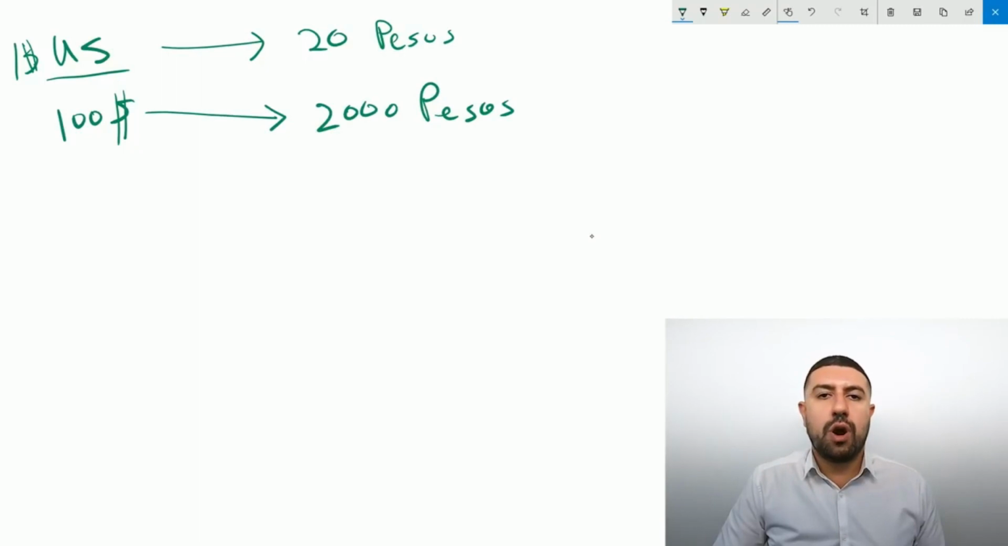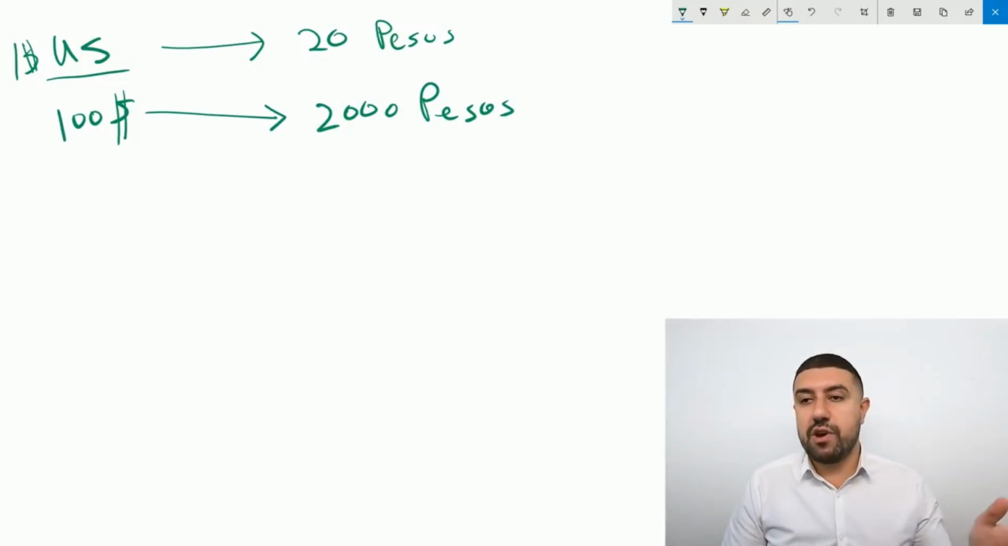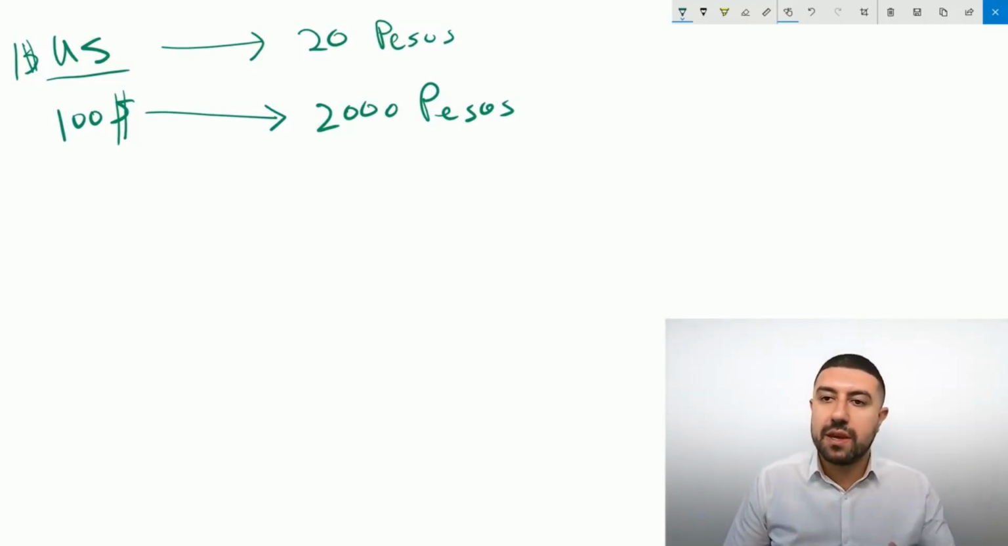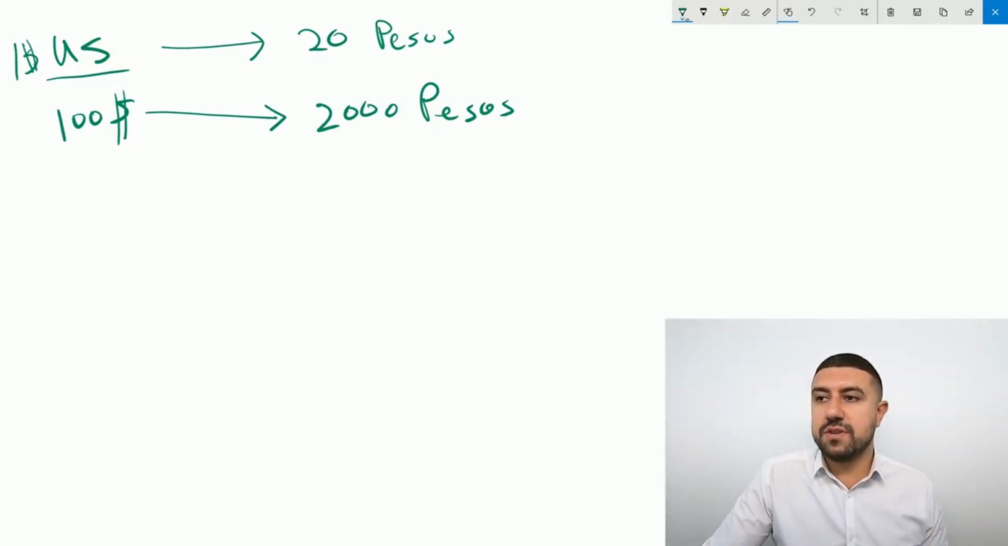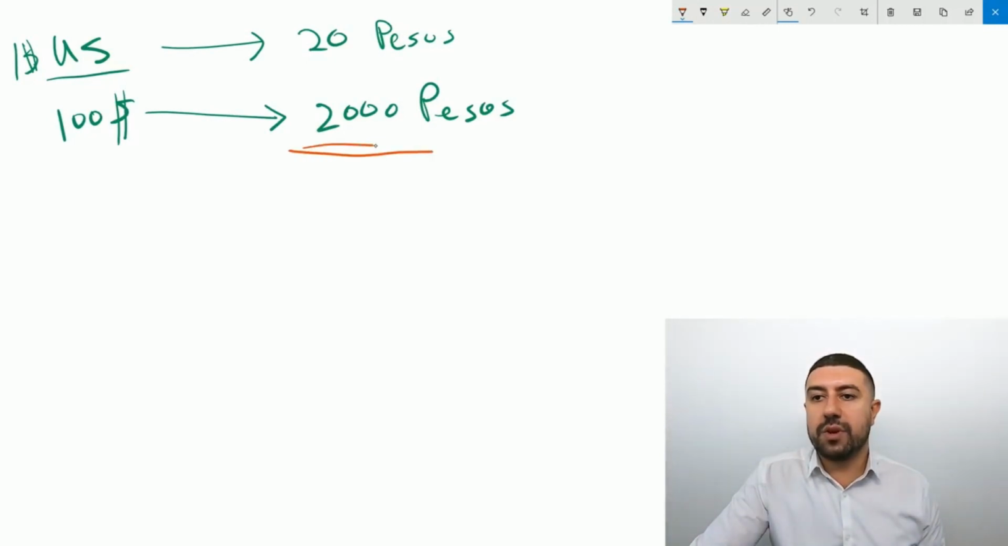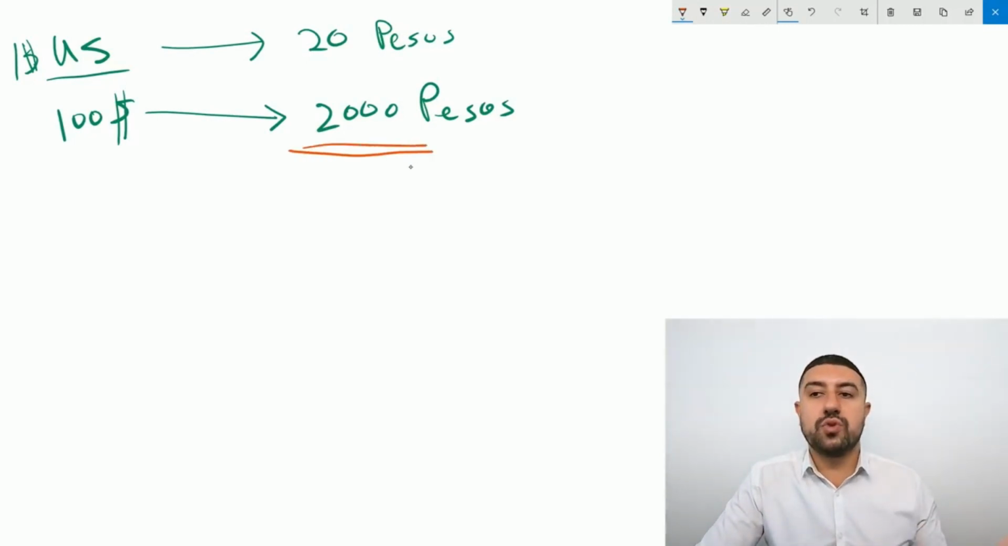Now, you stay there for a week. And let's say when you go there, you end up not spending any money. Your friends paid for everything. You have really cool friends. You didn't spend anything. So you come back to the States and you're like, well, I have all these pesos here. What am I going to do with them? What am I going to do with these 2,000? I want to convert them back to US.